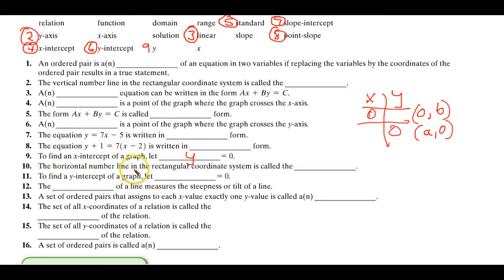The horizontal number line in a rectangular coordinate system is called the horizontal one. That would be the x-axis. So this is number 10. To find the y-intercept of the graph, we let x equal 0. So that's number 11 here. The what of a line measures the steepness of the line's slope, which is number 12.